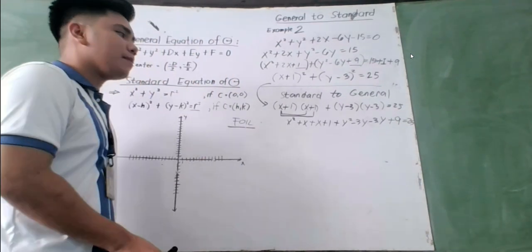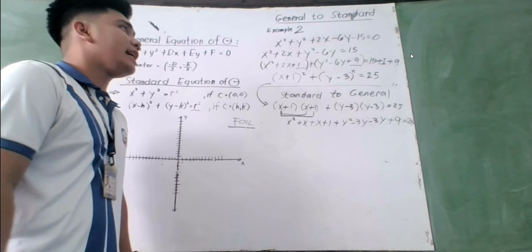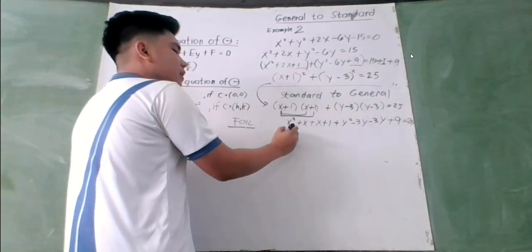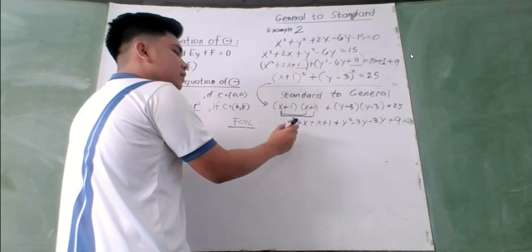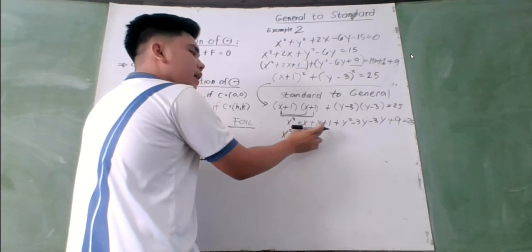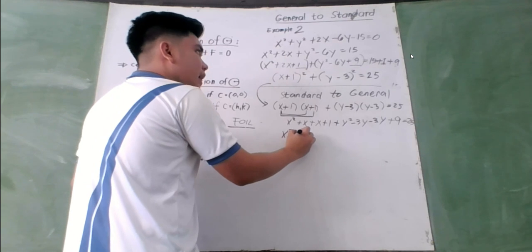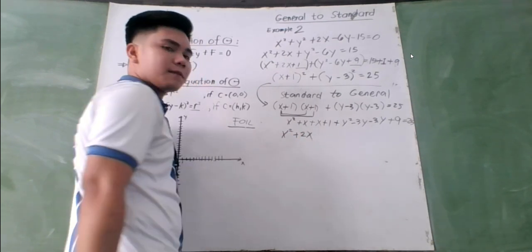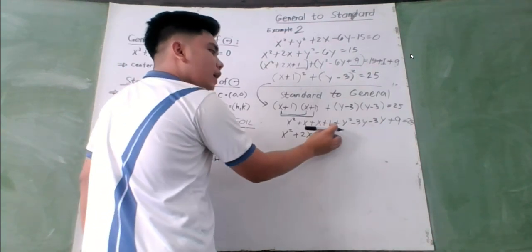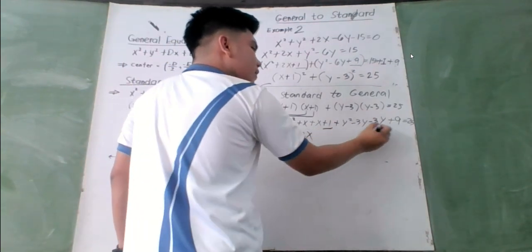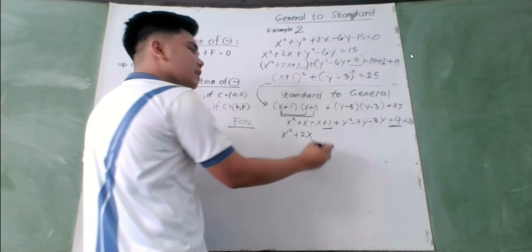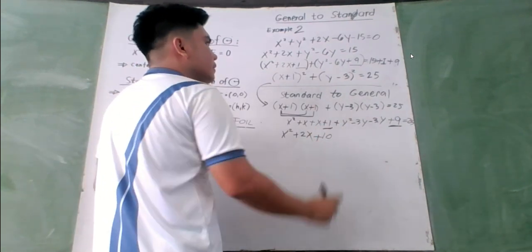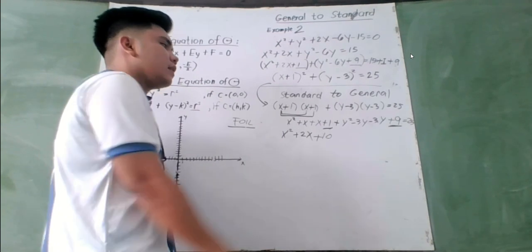Okay, so next step, combine like terms. Let us add x squared. Does it have another term the same with it? It doesn't, so just copy x squared. How about x and x? They can be combined, so that is plus 2x. Next, 1. Do we have another constant? Oh, we have another constant. That is 1 plus 9, that is 10.